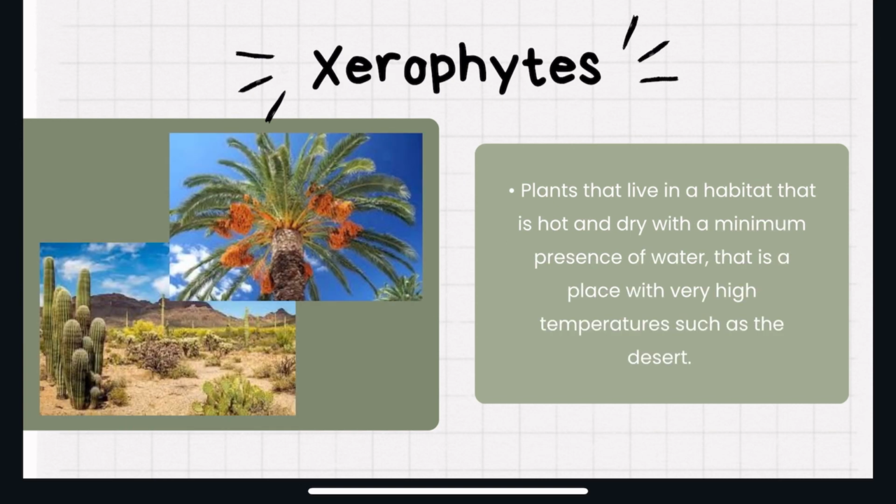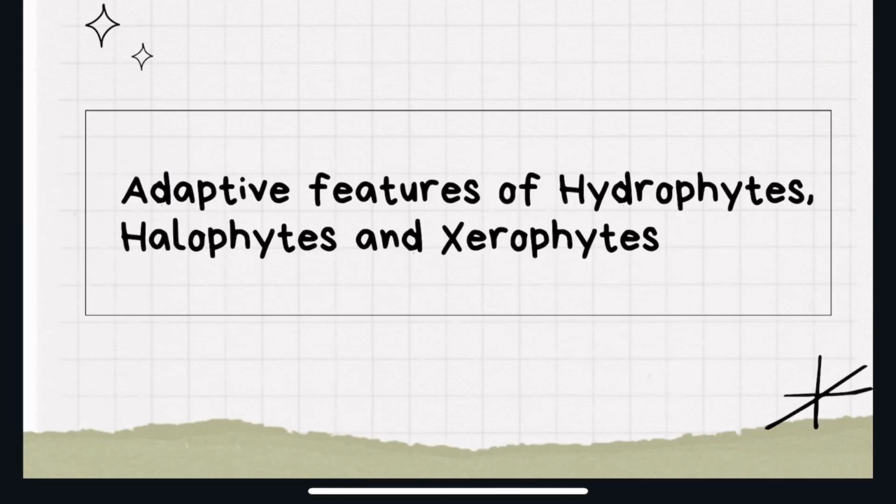The last one we have is xerophytes. Xerophyte is a plant that lives in a habitat that is hot and dry with a minimum amount of water. This is a place with very high temperature such as a desert. So for the xerophyte, the examples of plants that live there are cactus and date palm.